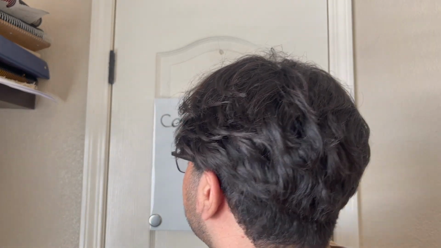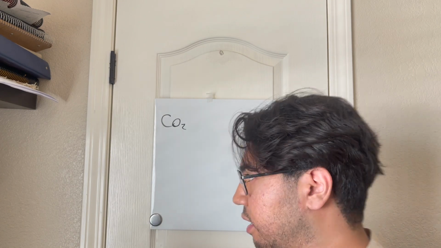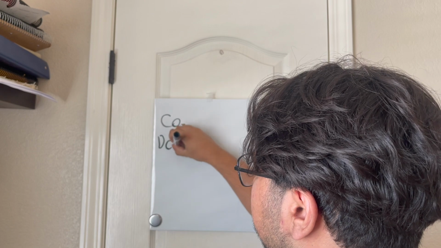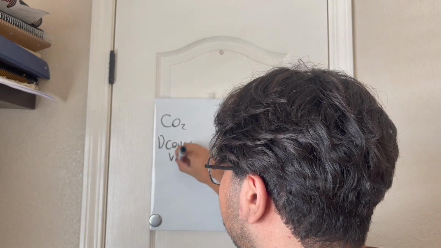So say I wanted to find the Lewis structure for carbon dioxide, right? CO2. We have 1 carbon and we have 2 oxygens. The first step to finding a Lewis structure is to count your total valence electrons. That's the valence electrons for carbon and the valence electrons for oxygen.